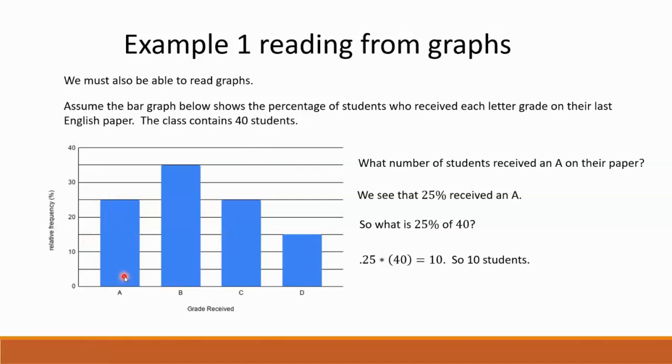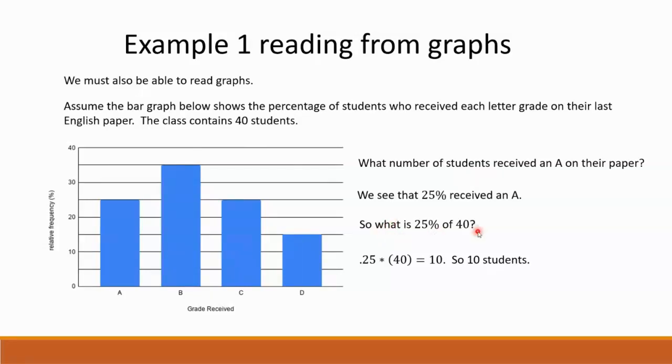So for instance, from the students who got an A on their last English paper, it was about 25% of the class. That's relative frequency. For B, it was about 35%, right? But we don't know how many students there are. But I'm telling you, there are 40 students. So how many students got an A on their last English paper? Well, we can calculate that, right? We know that 25% of the class, that's what the graph tells us. There are 40 students. So really the question is asking, what is 25% of 40?